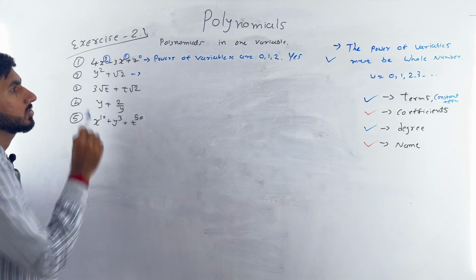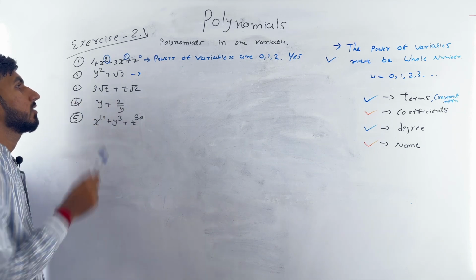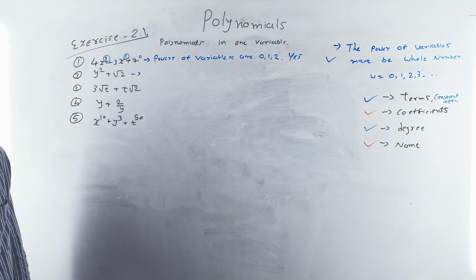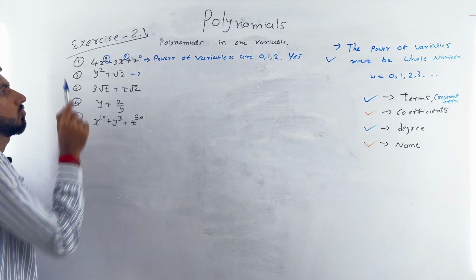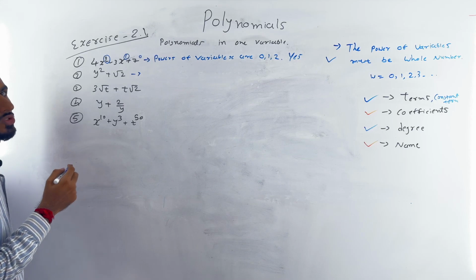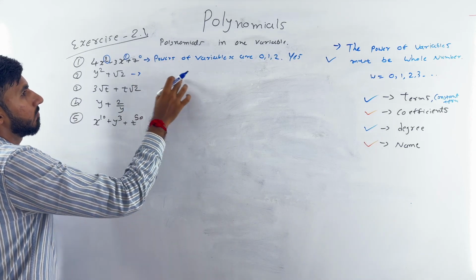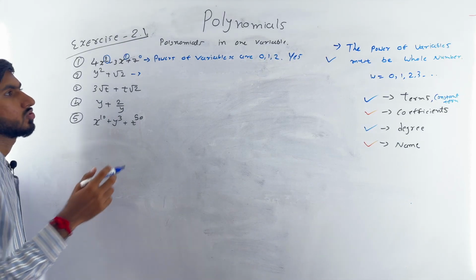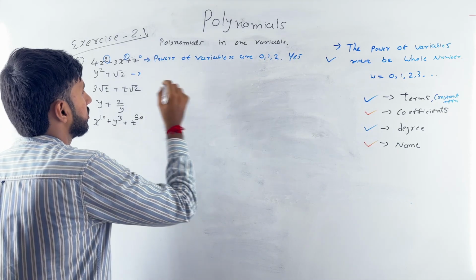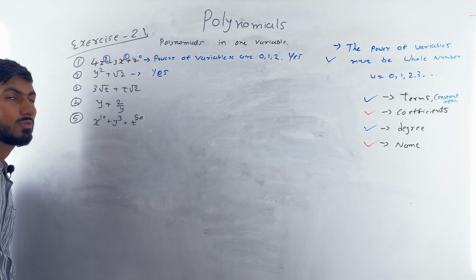Here I have y square plus root 2. Check whether it is only one variable or not. Yes, here we have only one variable, y. Now is it a polynomial or not? I have to look at the power. Here I have power 2. So the power of variable y for this polynomial is 2. Yes, 2 and 0 come under whole numbers. So yes, it is a polynomial with one variable.